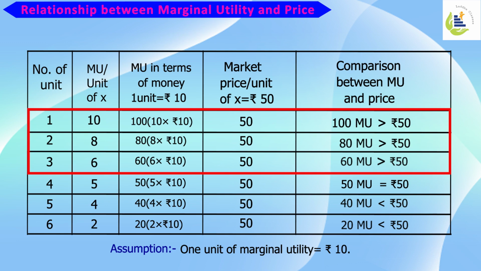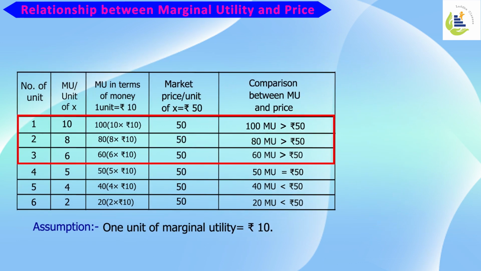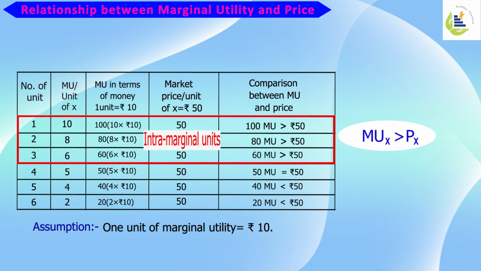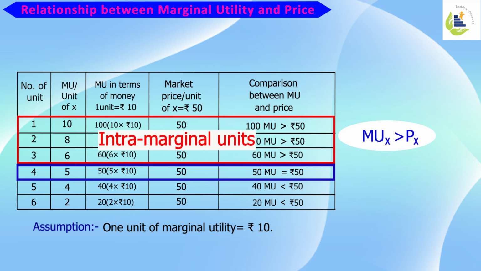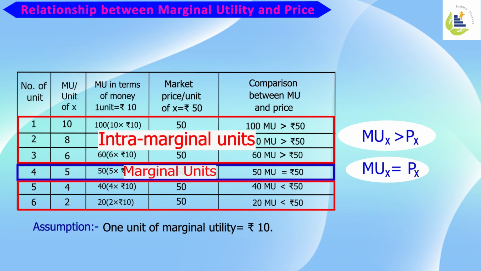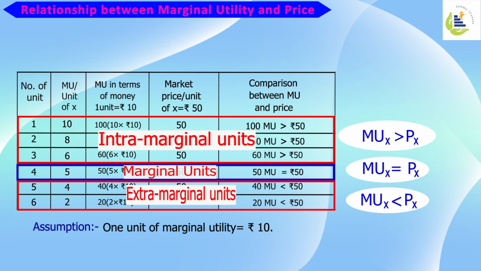In this case, for the first three products he buys, the marginal utility in terms of money is higher than the actual money paid. We call this the intra-marginal unit. The consumer will tend to buy the product. At the fourth unit, when I see that the marginal utility in terms of price and the actual price are the same, we call this the marginal unit. And later on, for the fifth and sixth products, the marginal utility in terms of price is less than the actual price of the product. This is called the extra-marginal unit.